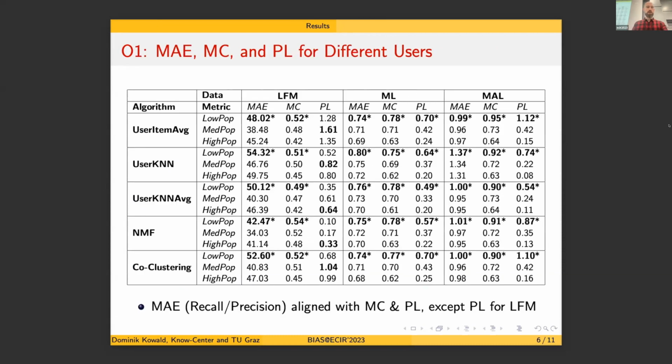Okay, coming to the results. For the first objective, where we compare the accuracy with miscalibration and with popularity lift for the different user groups on the 3 data sets and the 5 algorithms, we see that in all the cases, the low popularity group always gets the least accurate recommendations. And this is also aligned with miscalibration. So in these cases, also the low popularity group gets the most miscalibrated recommendations and the most popularity biased recommendations. There's just one exception, namely in the case of Last.fm for this popularity lift metric.